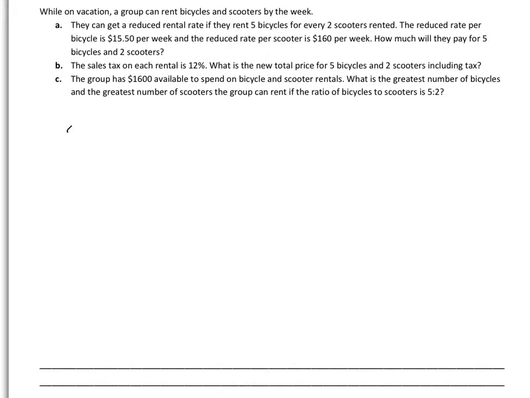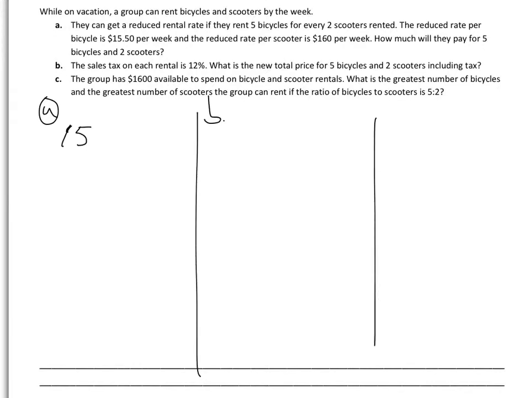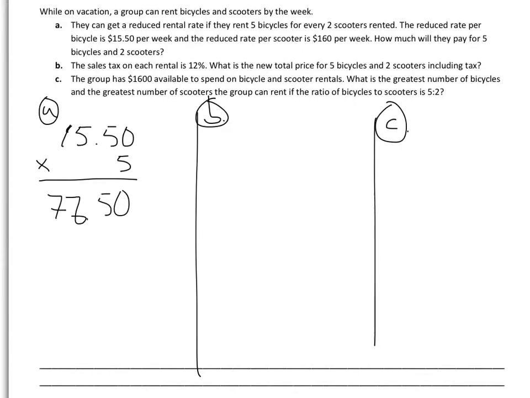If I do this, I'm going to take my $15.50 for part A. Actually, I'm going to break it up into 3 parts like I normally tell you to do: part A, part B and part C. I know that it costs $15.50 for every bike. I'm renting 5 bikes, so I'm going to multiply. When I rent 5 bikes, that would give me $77.50.